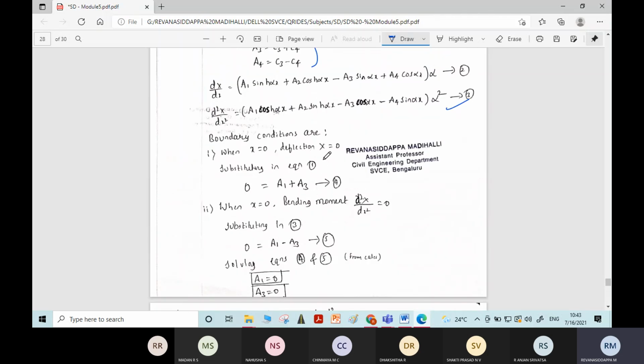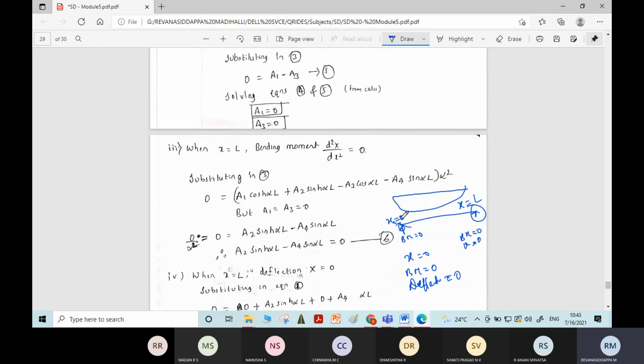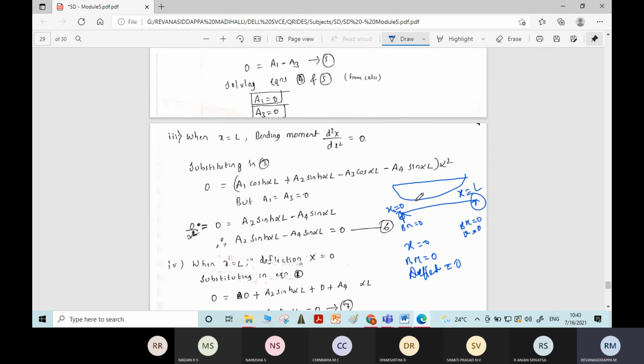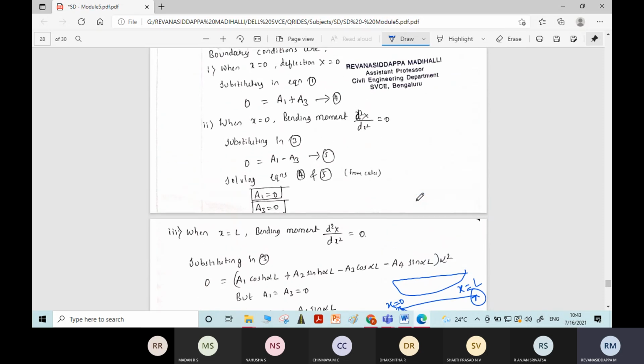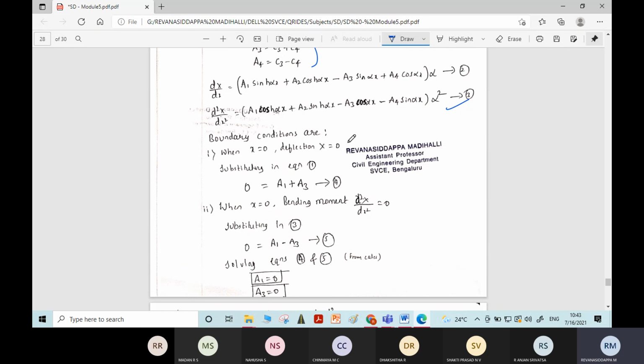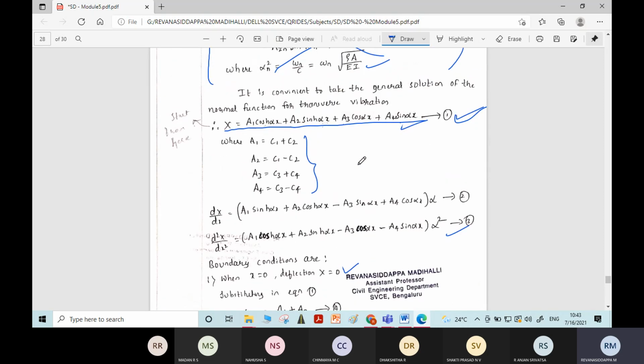Let us see one by one. What is the first condition? There are 4 conditions we got with respect to the simply supported beam. At x equal to 0, deflection equal to 0 is the first condition. At x equal to 0, bending moment equal to 0 is the second condition. First condition is at x equal to 0, deflection x equal to 0, so substituting x equal to 0 in the equation 1.